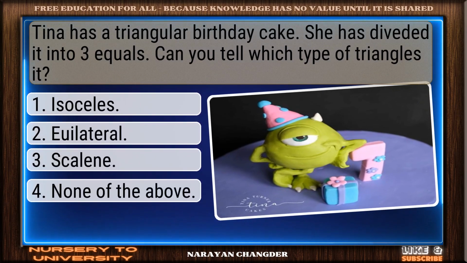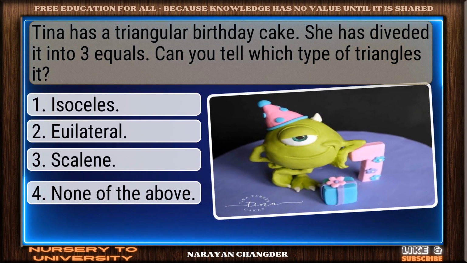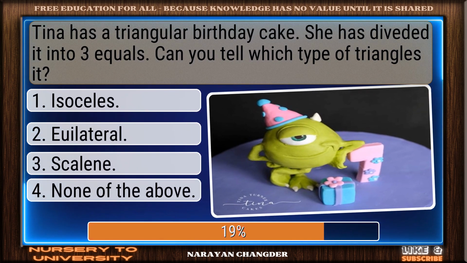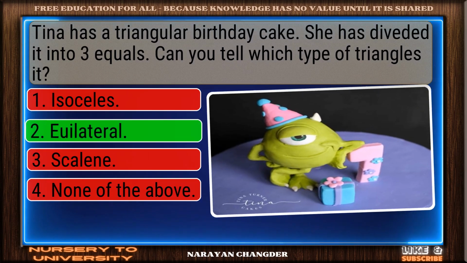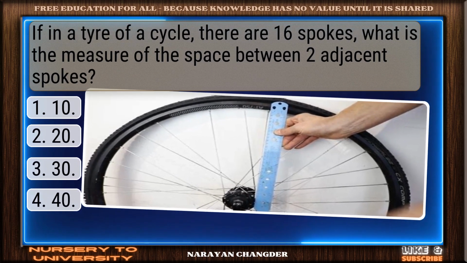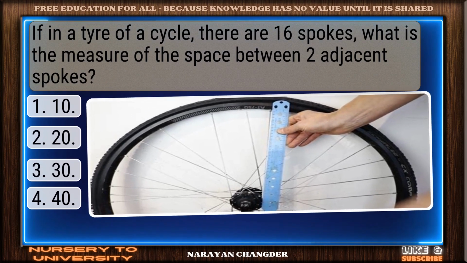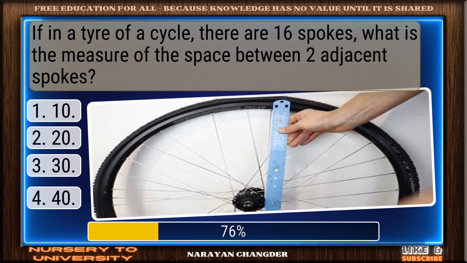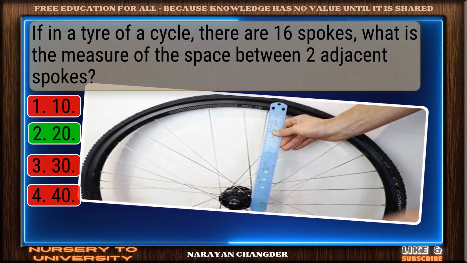Tina has a triangular birthday cake. She has divided it into 3 equal parts. Can you tell which type of triangle it is? Right again, equilateral is a valid answer. If in a tire of a cycle, there are 16 spokes, what is the measure of the space between 2 adjacent spokes? You chose 20, and it is correct.